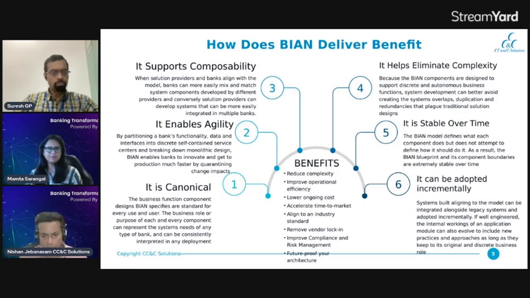As a result, there are the things that hit the bottom line. It reduces complexity, which in turn allows you to get to market faster and reduce your cost. Your operational efficiency is increased. You're aligned to an industry standard, so if you adopt vendor or third-party solutions that are also aligned to BIAN, you're talking the same language and your integrations become much easier. It helps improve compliance and risk management, which is a big theme for banks. And it fundamentally future-proofs your architecture.